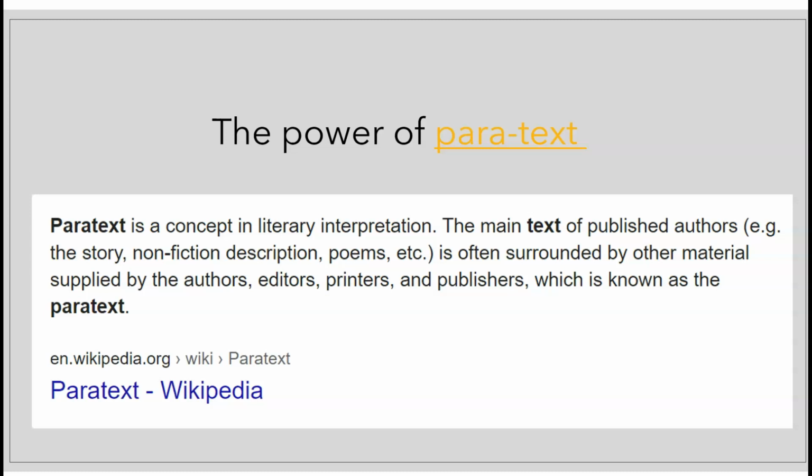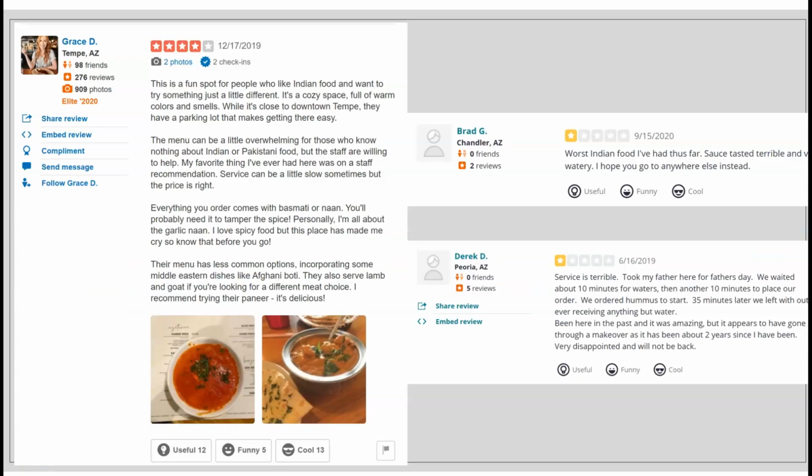So what's the definition of paratext? According to Wikipedia, paratext is a concept in literary interpretation. The main text of published authors is often surrounded by other materials supplied by the authors, editors, printers, publishers, which is known as paratext. So I would say this definition comes from the print-based literacy age. But in the digital age that we live in right now, the example I just showed you can be better examples to illustrate what I mean by paratext. And paratexts are important, and they can be critical.